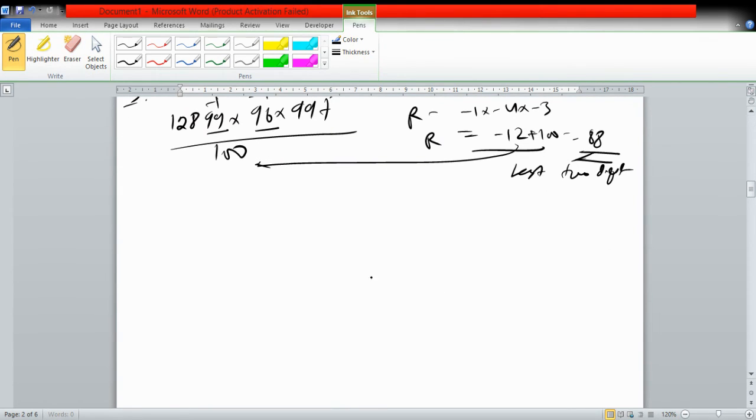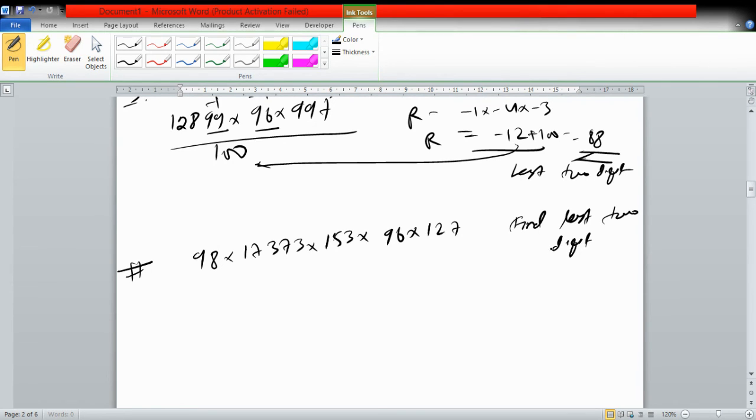Similarly, if you take the next example, 98 into 73 into 153 into 96 into 127. Find the last two digits. You divide by 100. Now, if you divide by 100, then here you simplify. First of all, if you get any question, try to simplify.